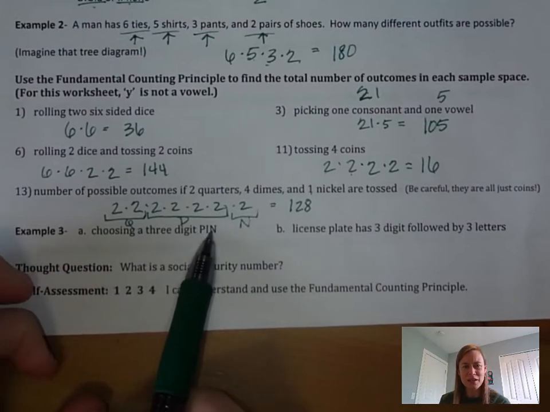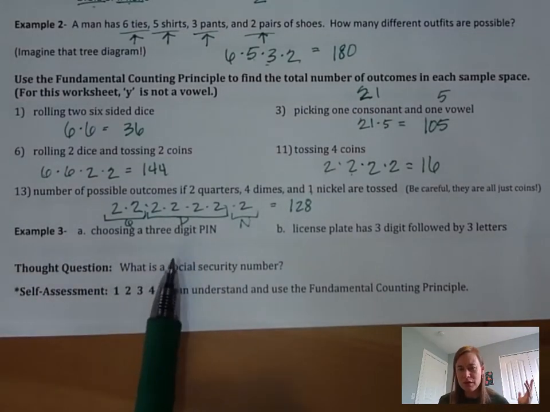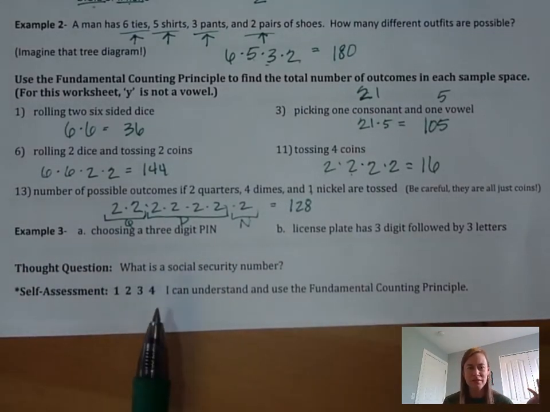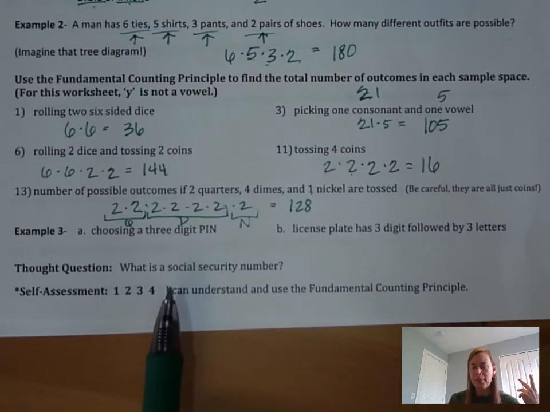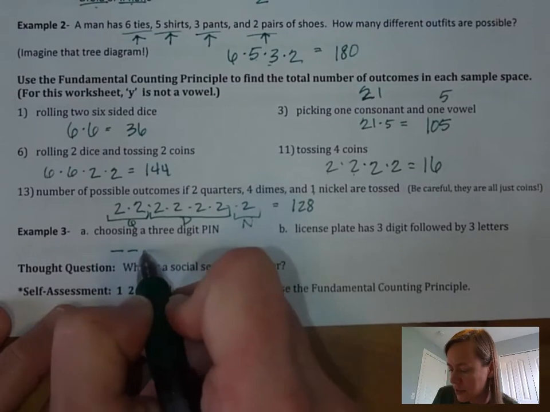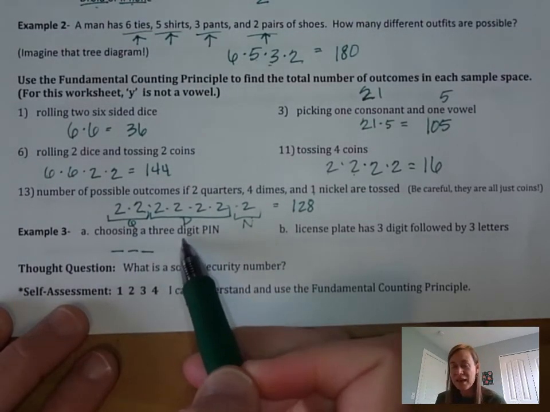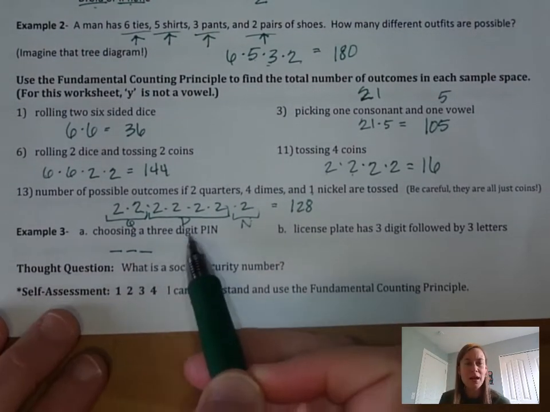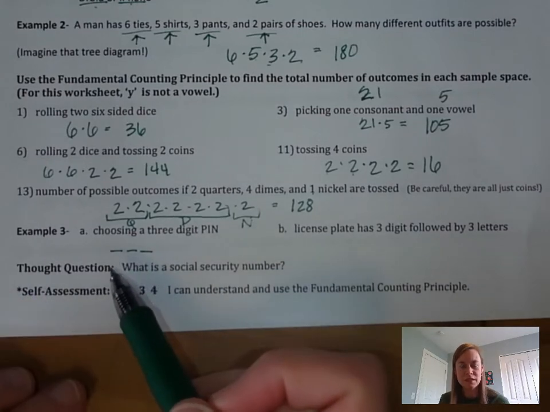Personal identification number. If you have a bank account and you go to an ATM, usually you have to enter your PIN. Usually it'd be 4 digits, but in this case it says 3 digits, so let's go with 3 digits. So you have 3 different digits. Now the digits have to be numbers, okay? So how many numbers can you choose from that are a single digit?